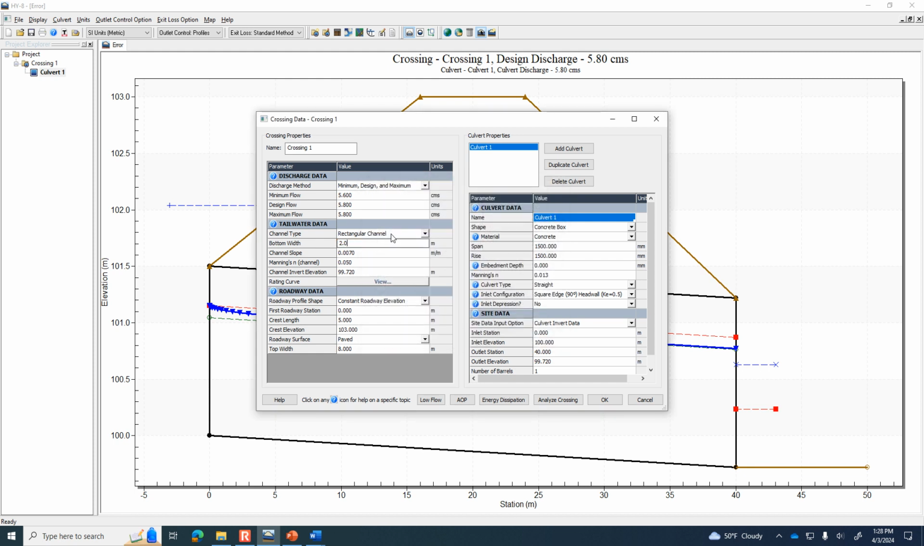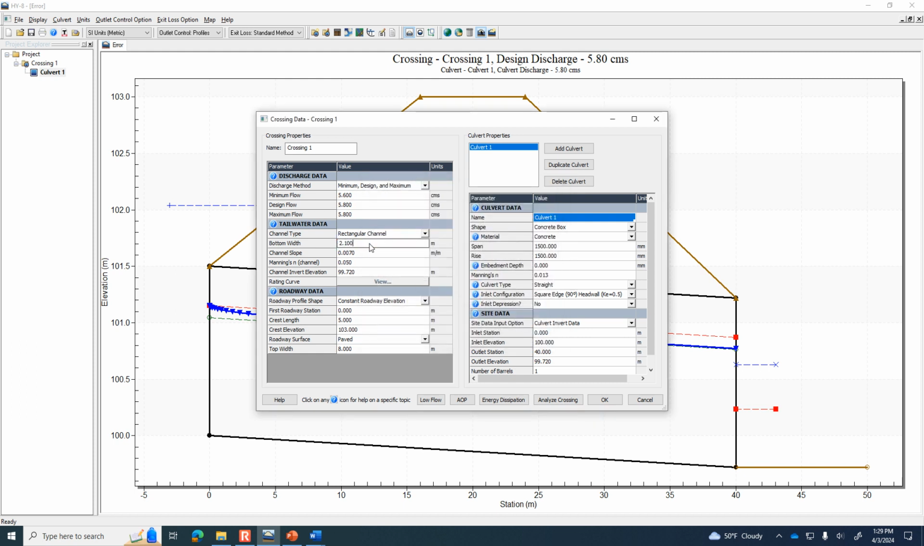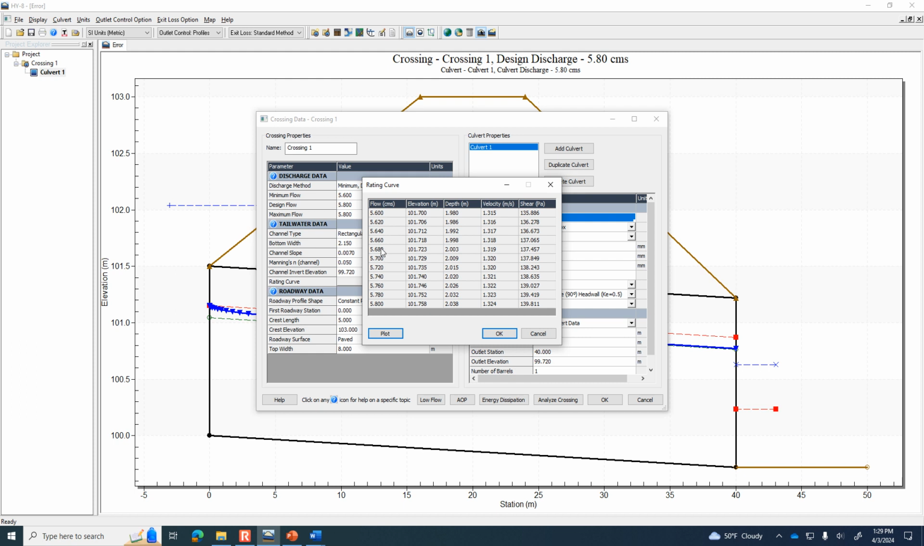So 2.1, view. 5.68, 2.059. We're getting awfully close. We just have to make the channel a little bit wider, and I think we're going to be there. So maybe 2.15. And we'll see. We won't do it in millimeter increments. But assuming that they could make it 2.15, the depth is 2.003. So we'll say that's close enough.